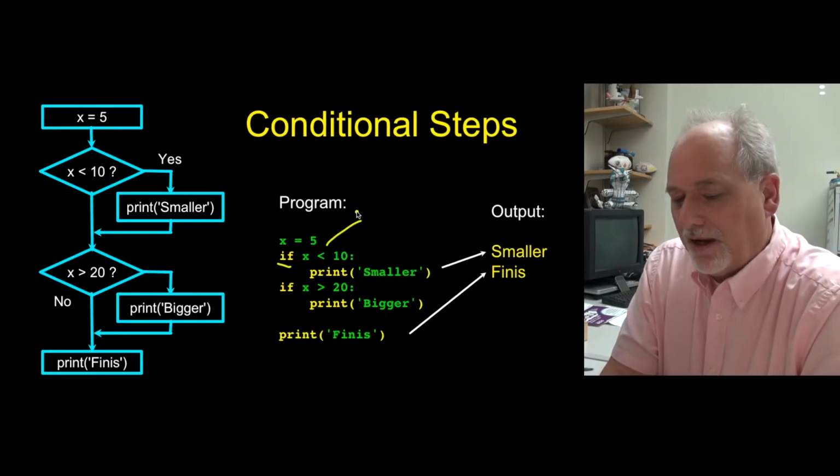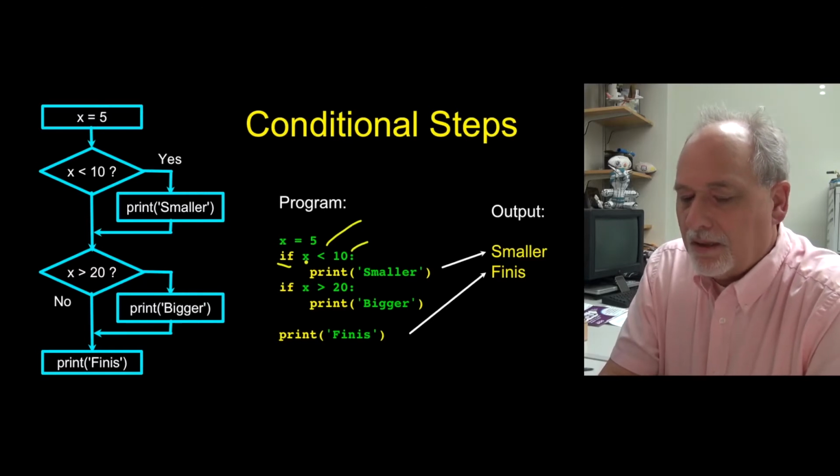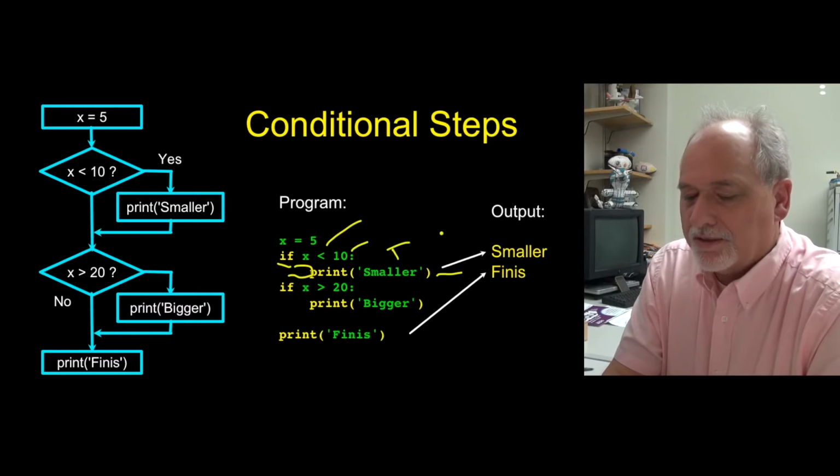And this is asking if x is less than 10. And the colon is the end of the if statement. And then we begin an indented block of text. The way this works is this line is the conditional line. If the question is true, the line executes. And if the question is false, the line is skipped.